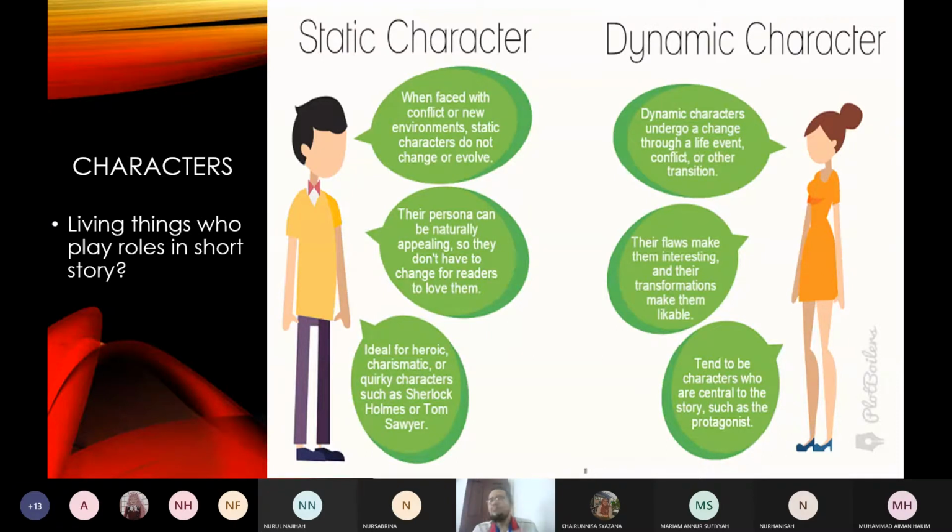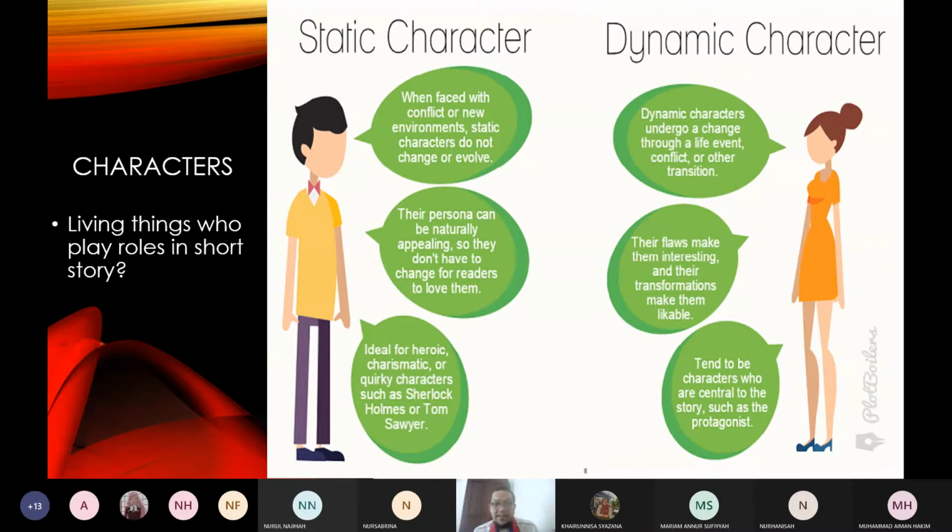Tapi kalau static, dia punya tu sama saja. Kalau dia jahat dia mula sampai habis dia jahat. Alright, kalau dynamic dia ada perubahan. Mungkin dia daripada baik jadi jahat ataupun jahat jadi baik. Depend. Alright, so static character when faced with conflict or new environment, static characters do not change or evolve.